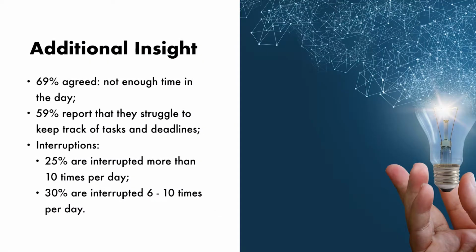Some additional insights to accompany these: 69% of people agreed that there's not enough time in the day. 59% of people reported that they struggled to keep track of tasks and deadlines. And interruptions were huge. 25% of people said they're interrupted more than 10 times a day. 30% mentioned that they're interrupted between 6 and 10 times.